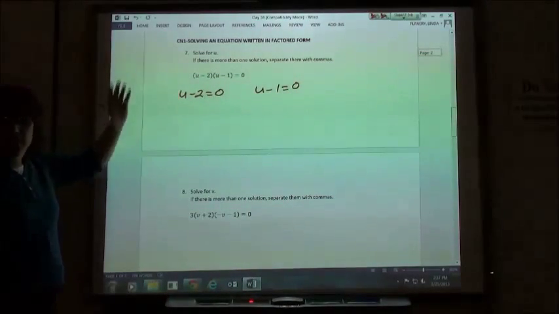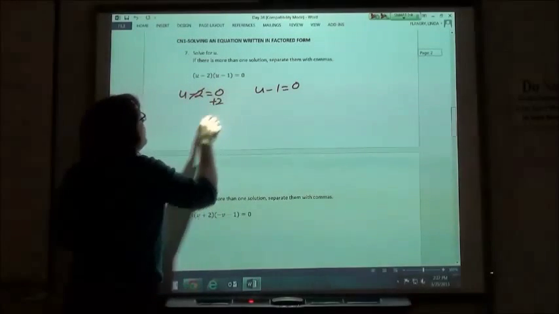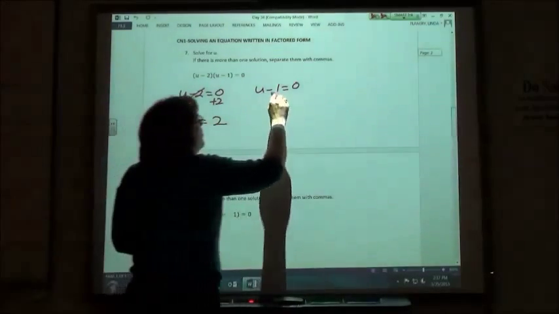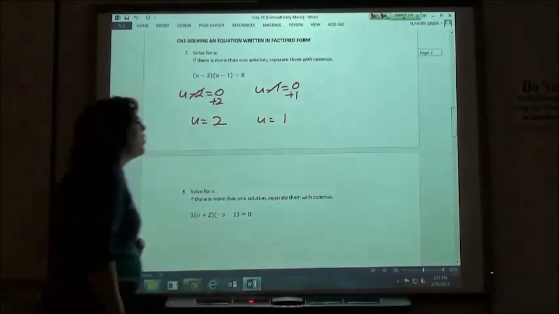Well, we're going to solve these just like we solve everything else. We've got to move our 2 to the other side. So we're going to plus 2, and 0 plus 2 just gives me 2. Here I have to move my 1 to the other side. I'm going to add 1. 0 plus 1 is 1.